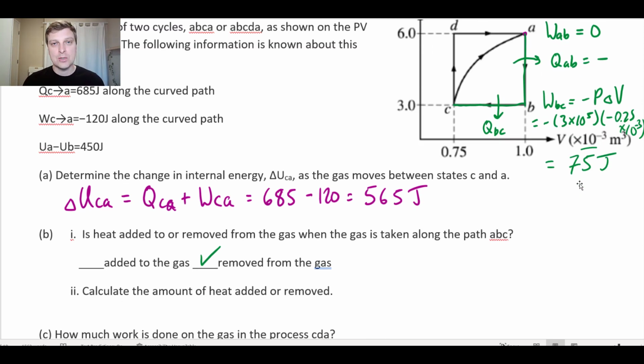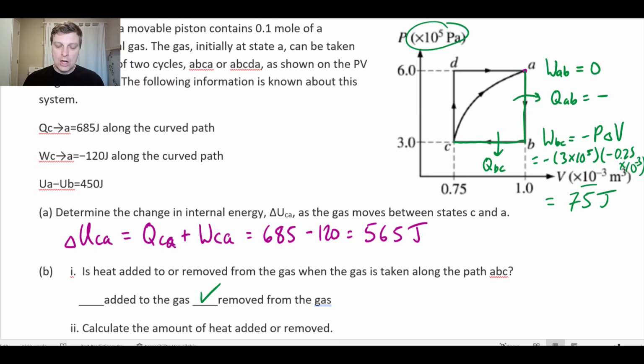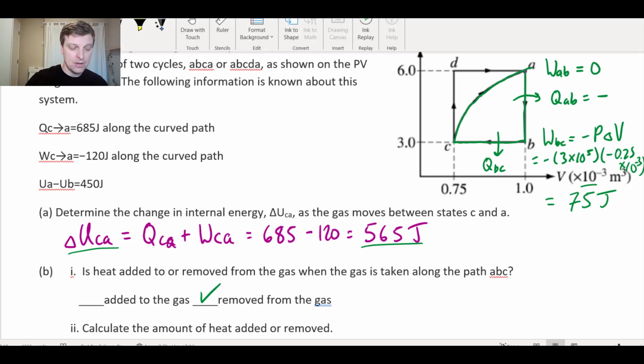And then of course they hit us with the follow-up question: okay, great, now calculate it. So we can throw the numbers into this and we should find that our heat overall should come out as a negative. Let's see what we get. I just want to point out, let's think about what we found in this first question. We found that as I go from C to A, I increase my internal energy by 565 joules.